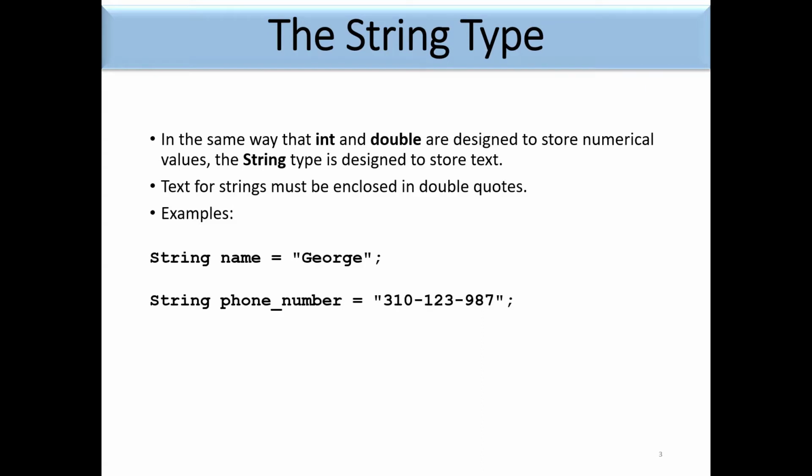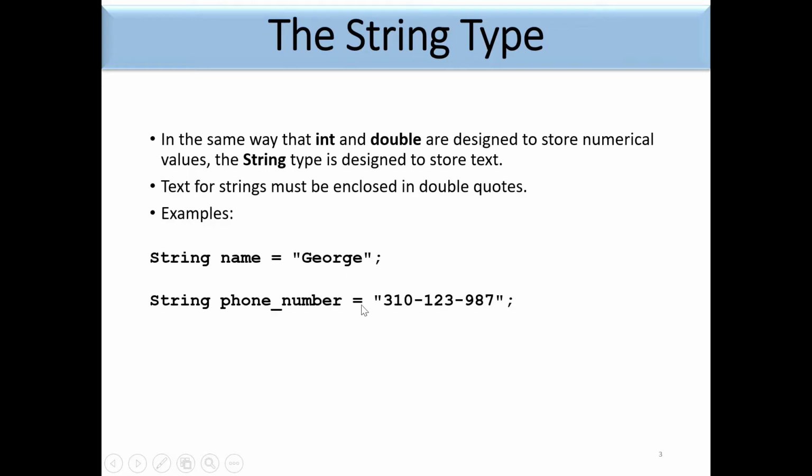The string type. In the same way that int and double are designed to store numerical values, the string type is designed to store text. Text for strings must be enclosed in double quotes. Example: string name = "George". We assign George to name. It's a string because it's a sequence of characters.